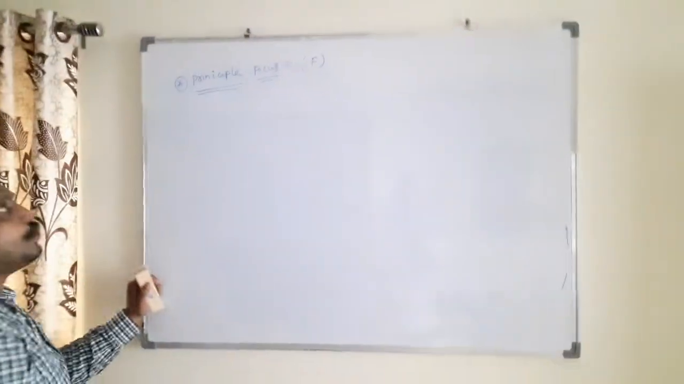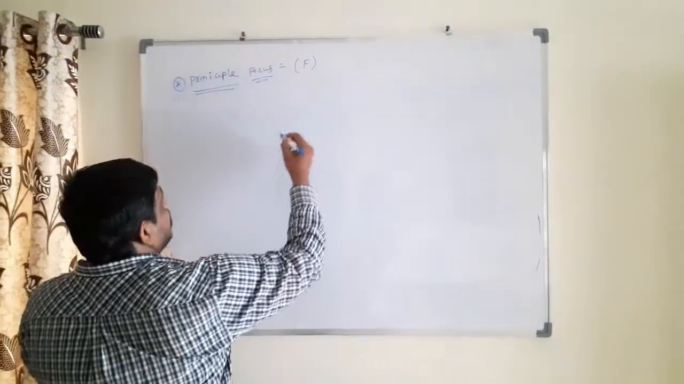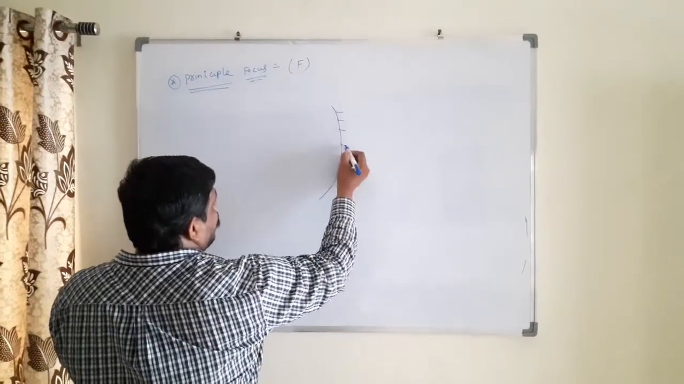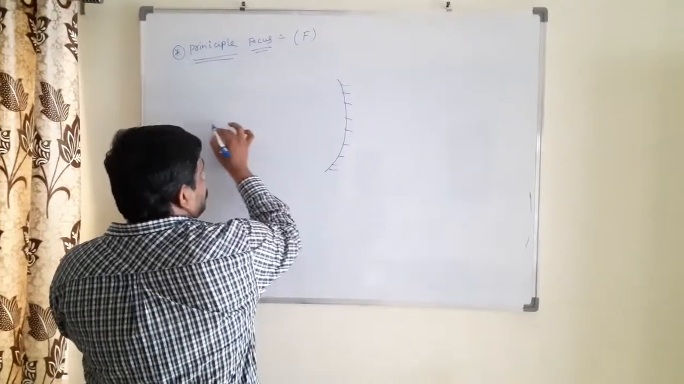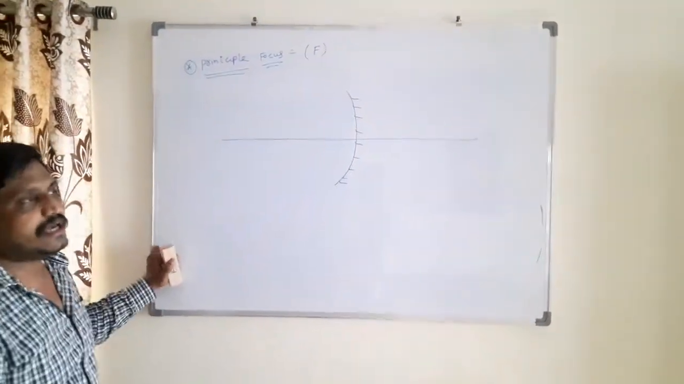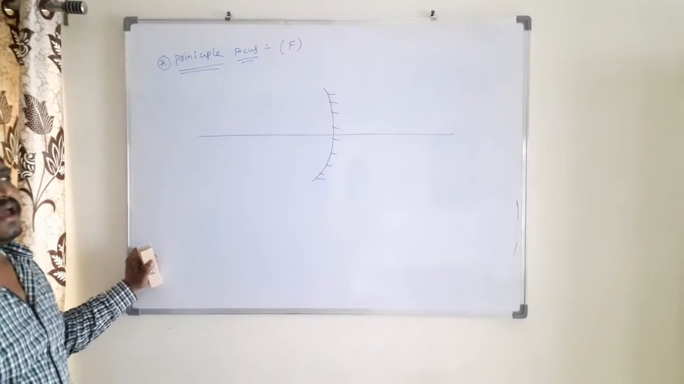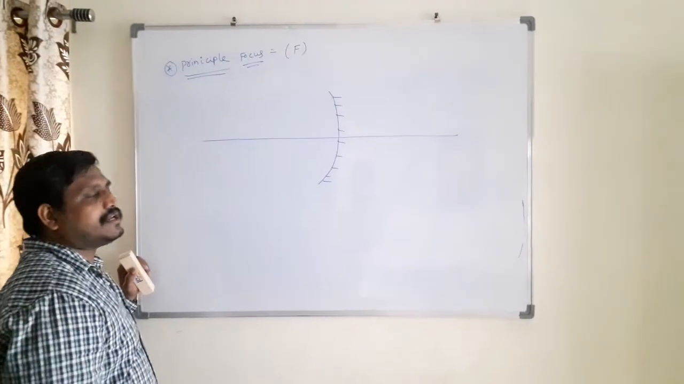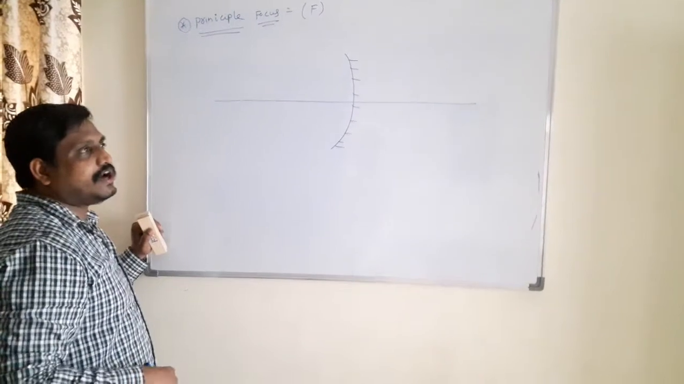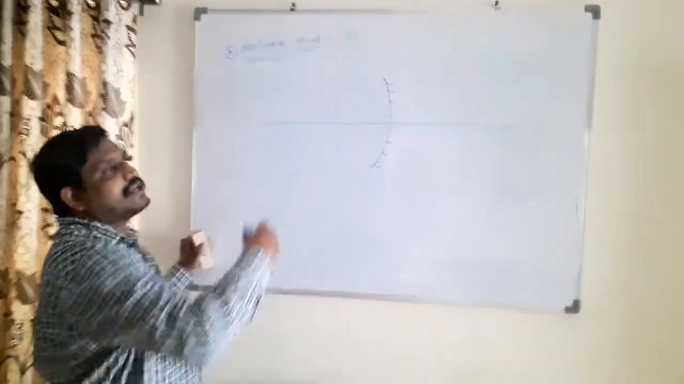The principal focus is denoted by capital F. In this manner I discuss it. For example, this is the concave mirror. What is the general use of a concave mirror? It can be generally used as headlights in cars, and also as a shaving mirror. And dentists also use this mirror in dental clinics.